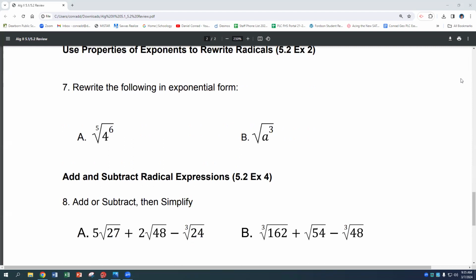Okay, rewrite in exponential form. So this is the base here, the radicand is 4. And then our index becomes the denominator and the power becomes the exponent. So this is going to be to the 6/5. Okay, and then over here, really, there's a 2 here. Right, so this is going to be a to the 3/2. Okay, that one's pretty simple. We're just changing it from radical form to exponential form. Square root of a to the 3rd, 5th root of 4 to the 6th.